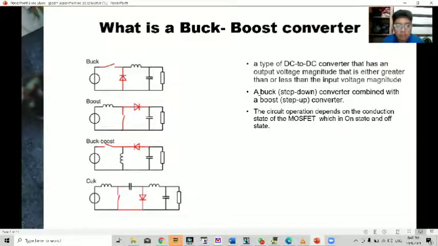Today I would like to present about the buck boost converter for our assignment. A buck boost converter is a type of DC-DC converter that has an output voltage magnitude that is either greater than or less than the input voltage magnitude.